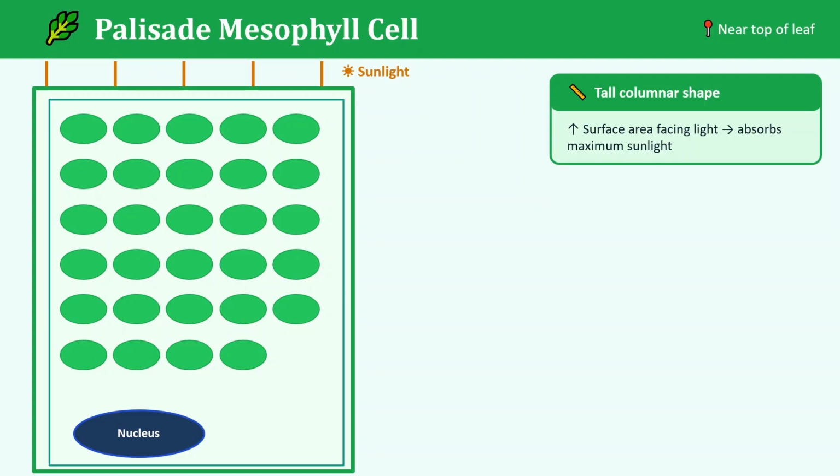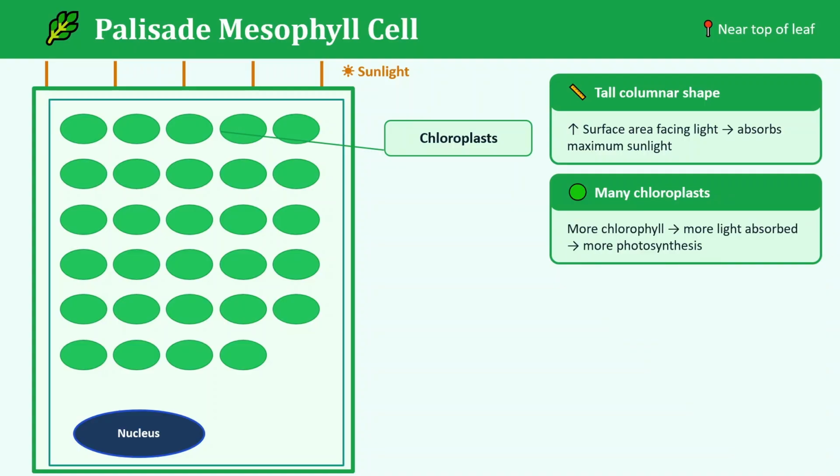Why so many? Think about it like this. More chloroplasts means more chlorophyll. More chlorophyll means more light energy absorbed. More light energy means more photosynthesis. More photosynthesis means more glucose made for the plant. And the position in the leaf matters too.